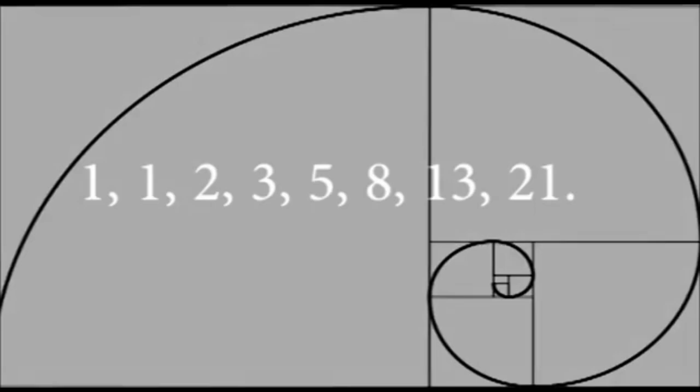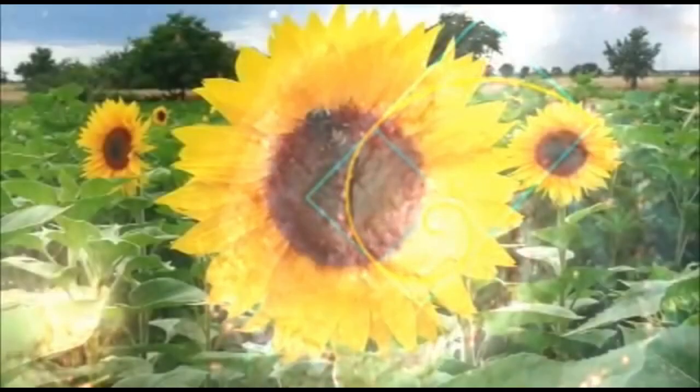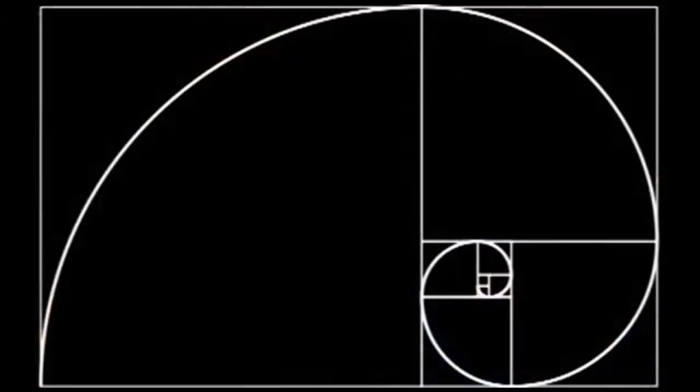infinity. Nature uses this extraordinarily simple number sequence to construct so many of her forms. Everything from galaxies to sunflowers. And now I'm going to show you how this number sequence translates into actual physical geometry.